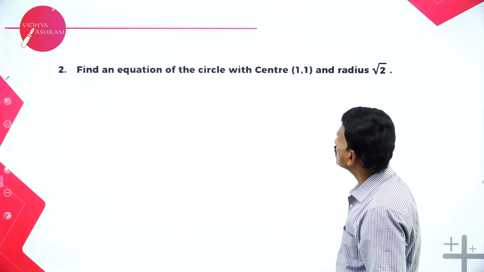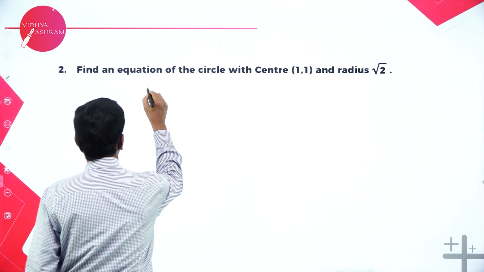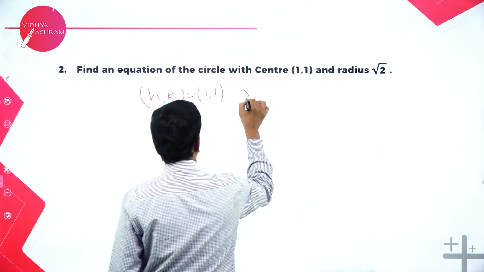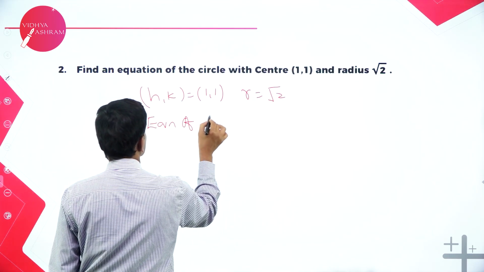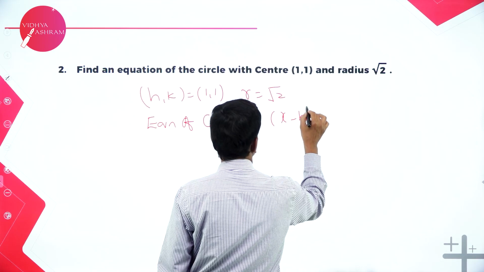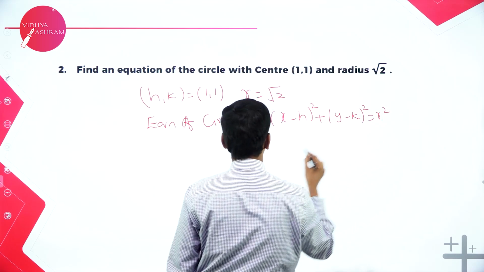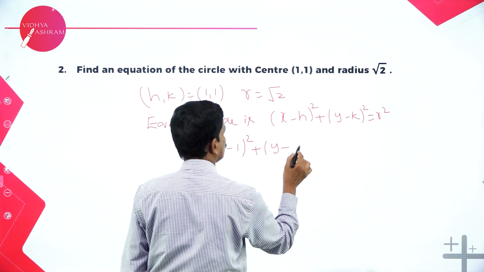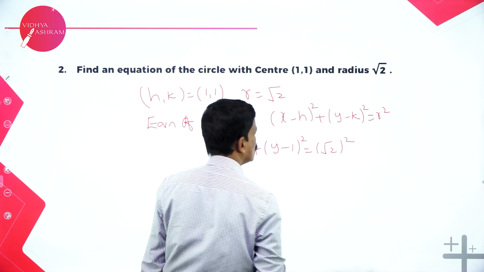Find the equation of a circle whose center is (1, 1) and radius is root 2. So here what is given? h, k is 1, 1 and the radius r is equal to root 2. So the equation of the circle is (x minus h) whole square plus (y minus k) whole square is equal to r square. So (x minus 1) whole square plus (y minus 1) whole square is equal to (root 2) whole square. Now simplify this.